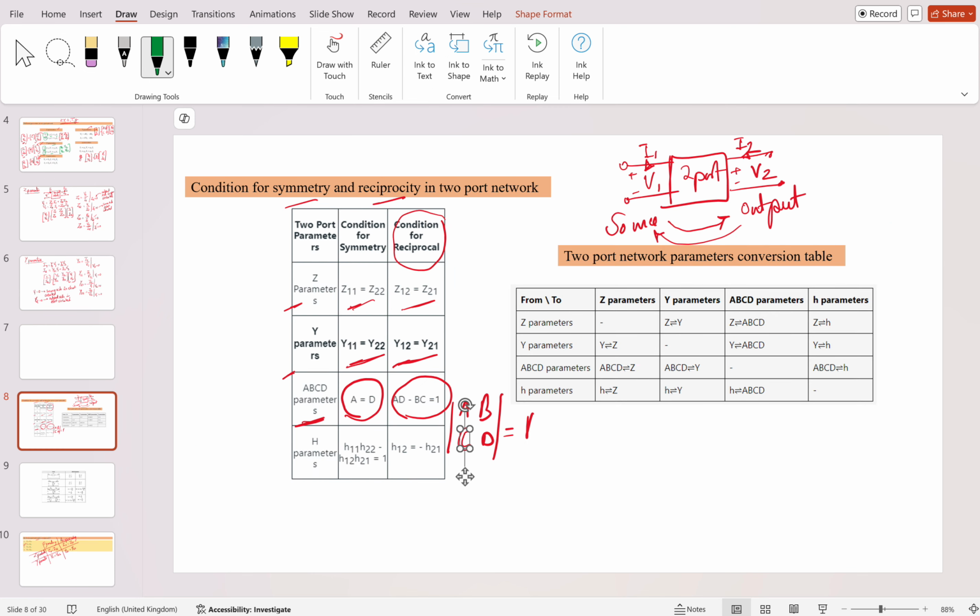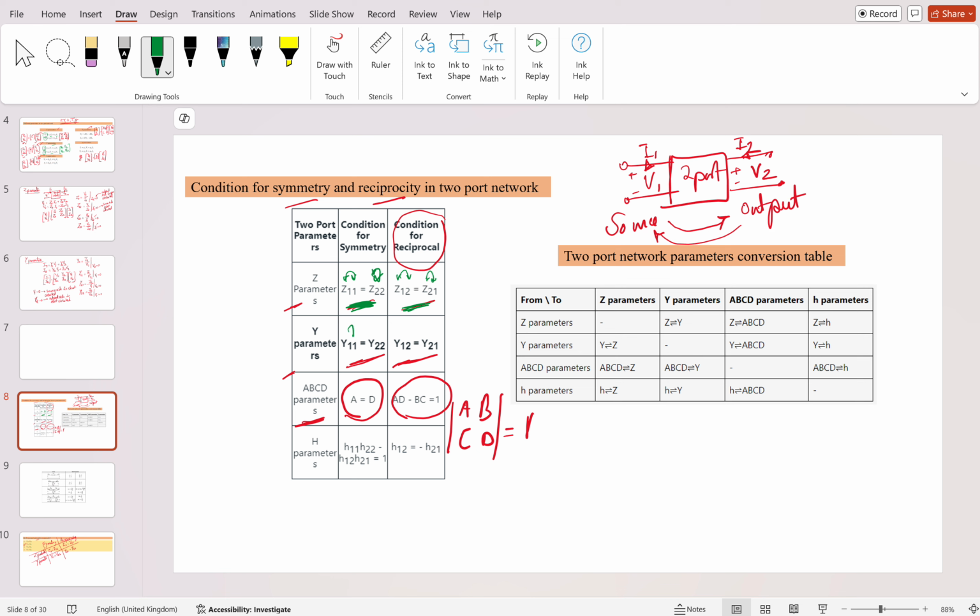If you see here, the condition of symmetry is Z11 equal to Z22, and the condition of reciprocity is Z12 equal to Z21. Just remember like this: symmetry means same variable. That is the trick to remember. So symmetry means Z11 will be equal to Z22, and for reciprocity, the opposite, Z12 will be equal to Z21.